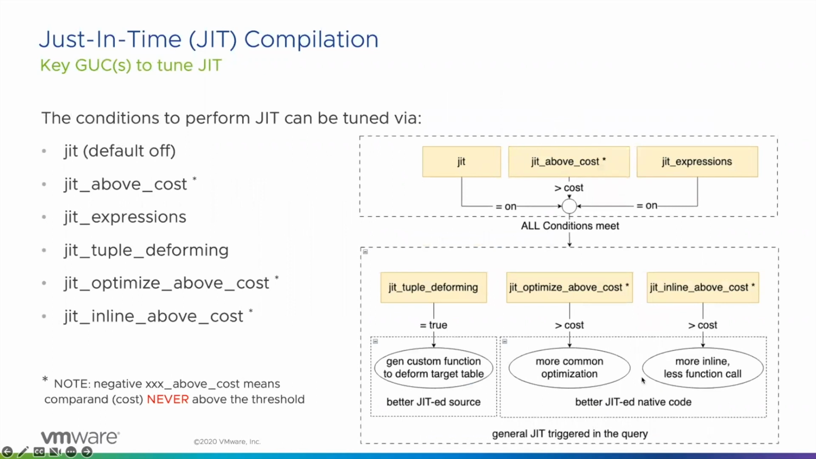Control is based on the cost and on-off switches. JIT is disabled by default. If you want to give it a try, the GUC jit must be switched on. Only if the JIT, JIT expressions, and JIT above costs all meet the condition, JIT can be triggered in a query. It's convenient to tune the above GUCs in a certain session or in the master config file. The detailed relation of GUCs and features is explained in the chart on the right side.